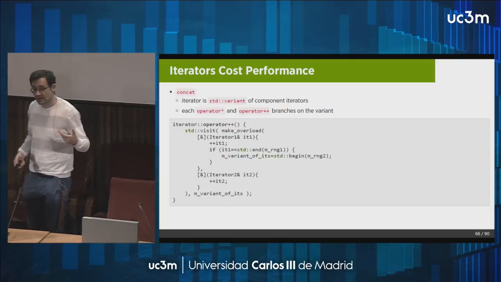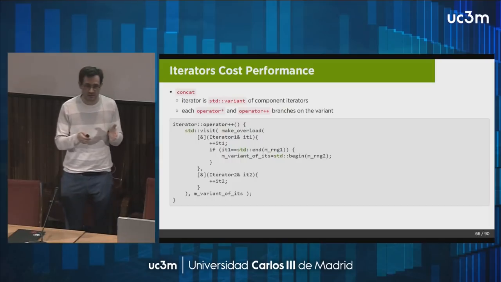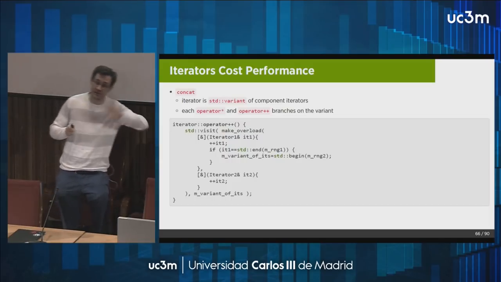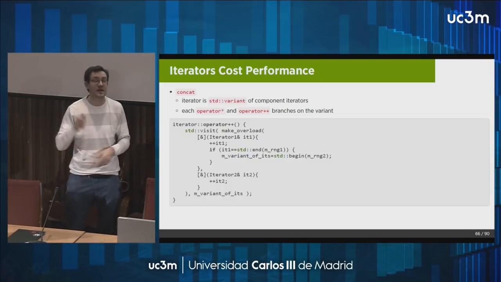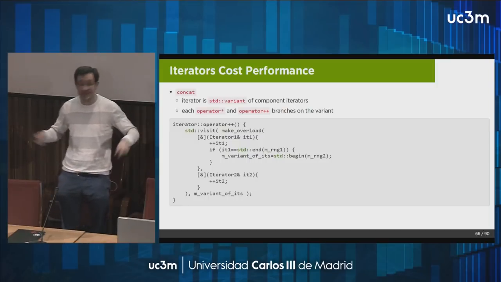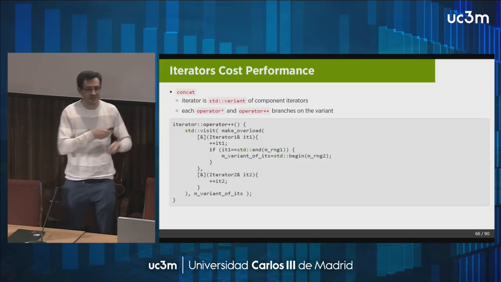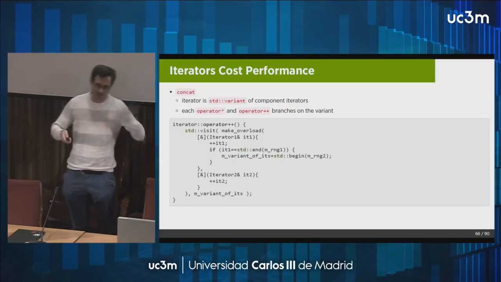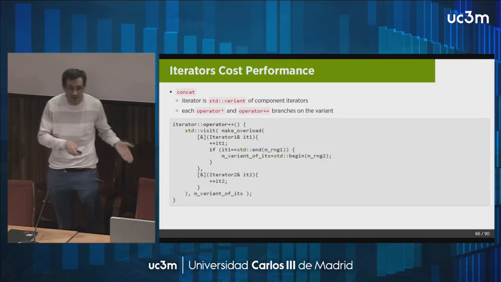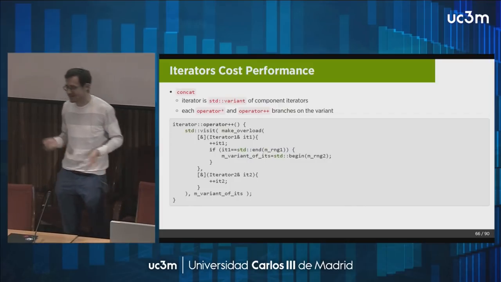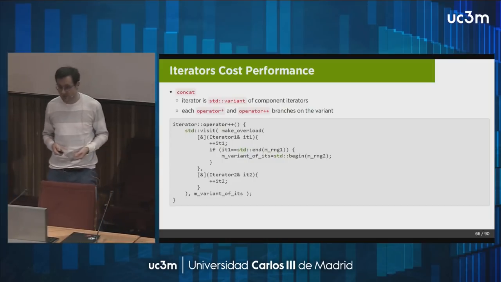Now, when you are incrementing an iterator, what's an iterator of a concat? The iterator is essentially a variant of all the components, because the iterator could either be in the first component, and then it must be an iterator to the first component, or it could be in the second component, and it must be an iterator of the second component, and so on. So you have a variant of iterators. And each time you are incrementing the iterator, you have to branch on the type of iterator you currently have. If you have the first one, you increment the first iterator; if you have the second one, you increment the second iterator, and so on. And you do this each and every time you go from one character to the next. That's not terribly efficient. So what's the problem, and how do we overcome it?